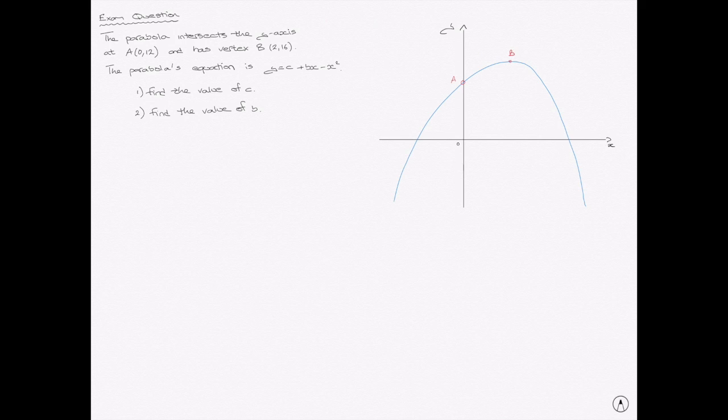In this video, we'll see how to solve a typical exam type question for IB Math Studies in which we're given a parabola, which is shown here, and we're told that this parabola intersects the y-axis at A with coordinates 0, 12 and has vertex at B with coordinates 2, 16. We're then told that the parabola's equation is y equals c plus bx minus x squared.